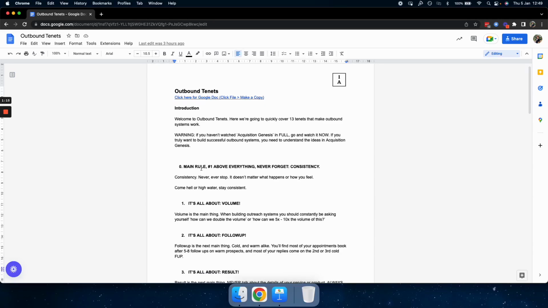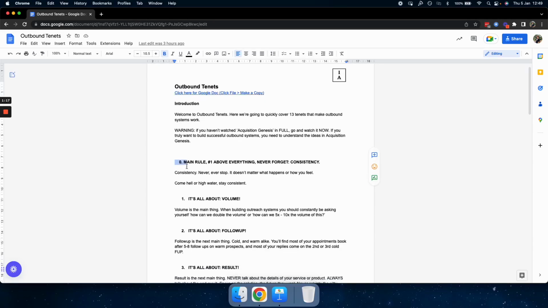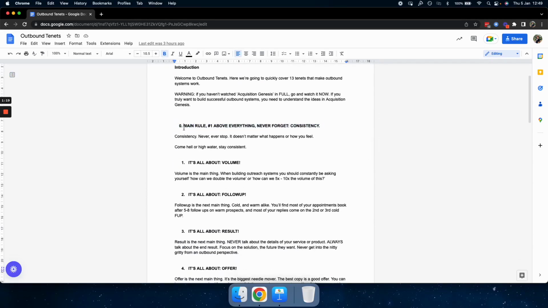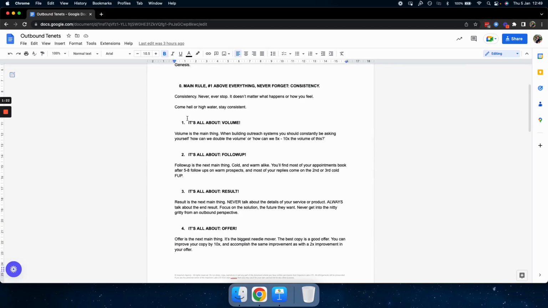The first one we've got is this main rule, rule 0, essentially. I can tell you now, there are 5 key ideas here, and then some other smaller ideas that we're going to move into. But if you don't have these things, nothing's going to work, right? If we boil outbound acquisition down to 4 or 5 things, these are the main points we need to have, okay?